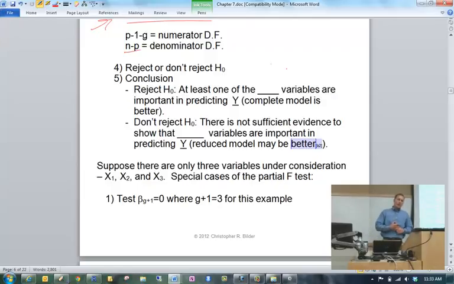Again, if F star is greater than the critical value, you reject. Step 5, your conclusion. If you reject H0, that says at least one of the variables is important in predicting Y, meaning that the complete model is better than using the reduced model. We have now scientifically proven that this is true. If you don't reject H0, well, there's not sufficient evidence to show that these predictor variables are important to predicting Y, meaning that the reduced model actually may be better. Why didn't I say is better? Notice I said may be better.